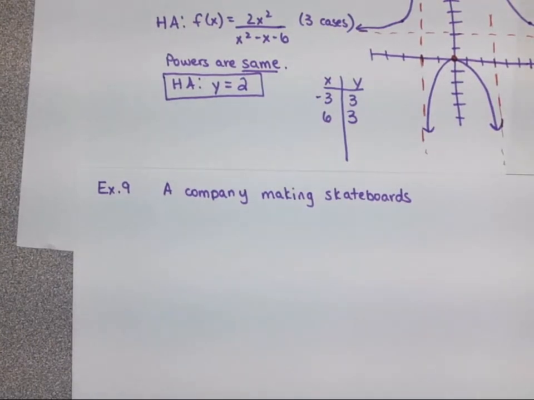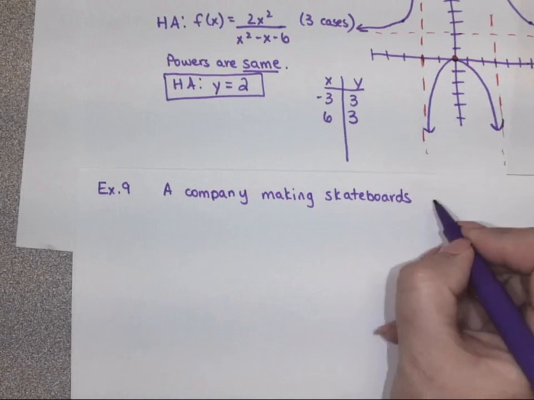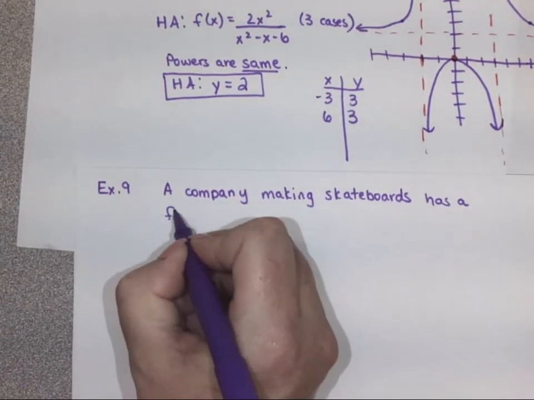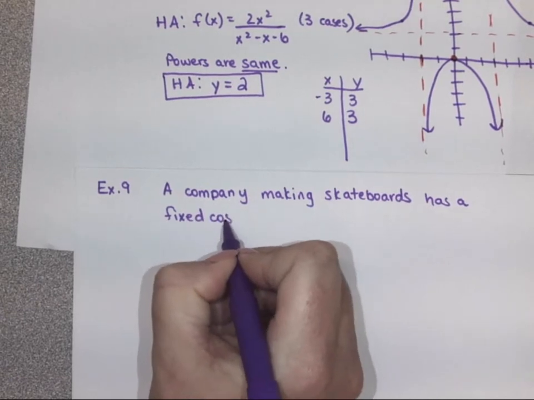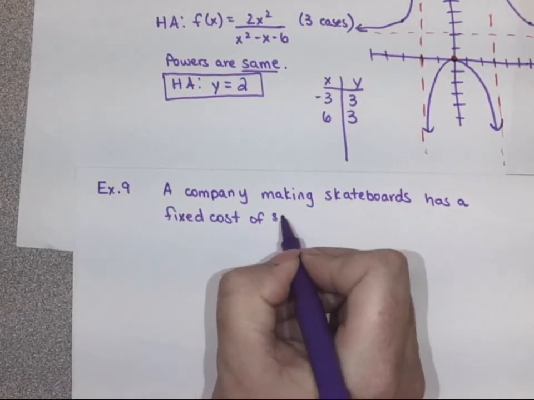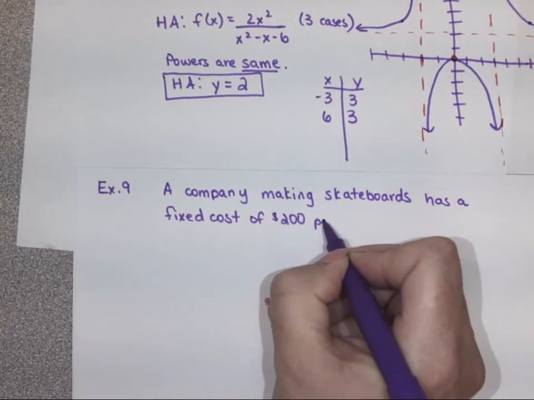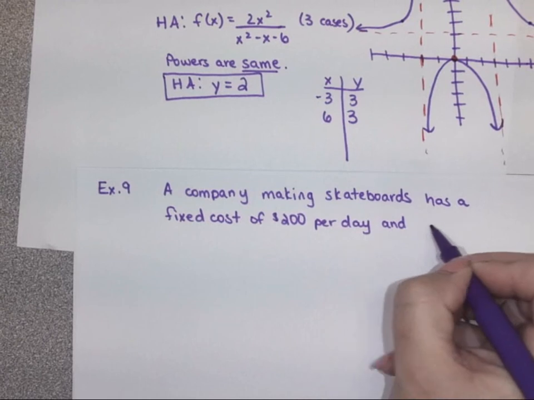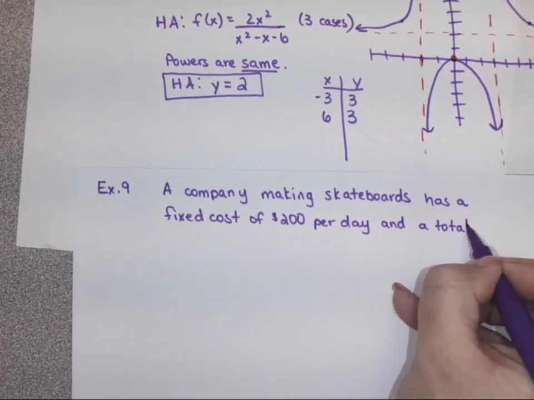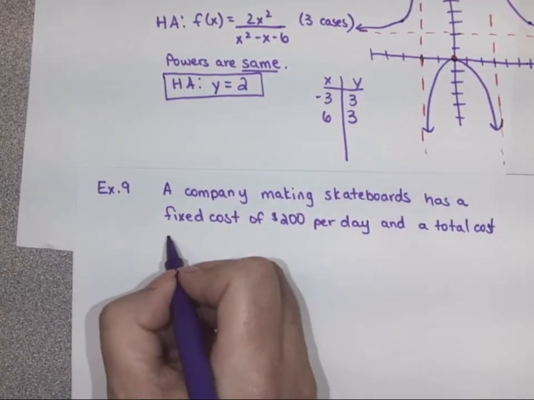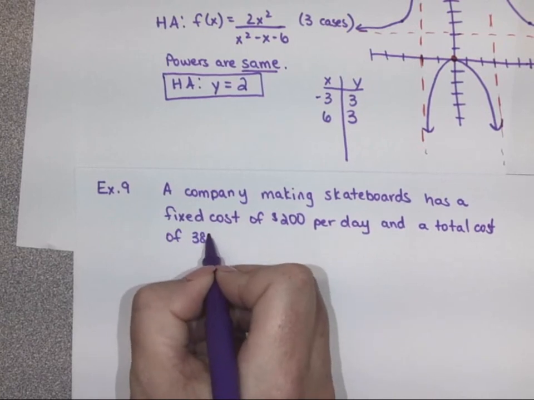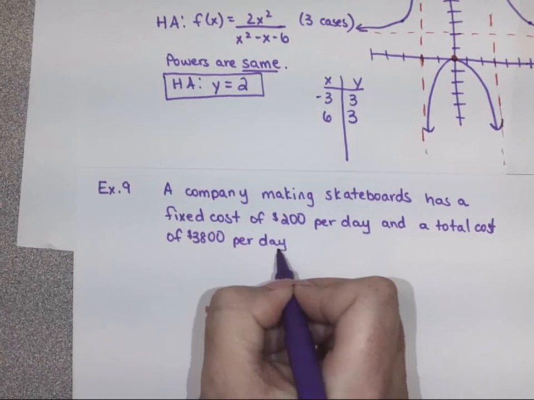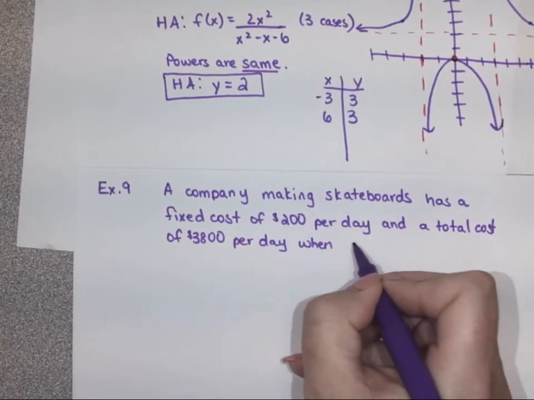All right, so let's say that there's a company making skateboards that has a fixed cost per day of $200. What does fixed cost mean? Stays the same no matter what. So if they make one skateboard or 1,000 skateboards, their fixed costs are steady at $200. And then let's say there's a total cost of $3,800 per day when 20 boards are made.